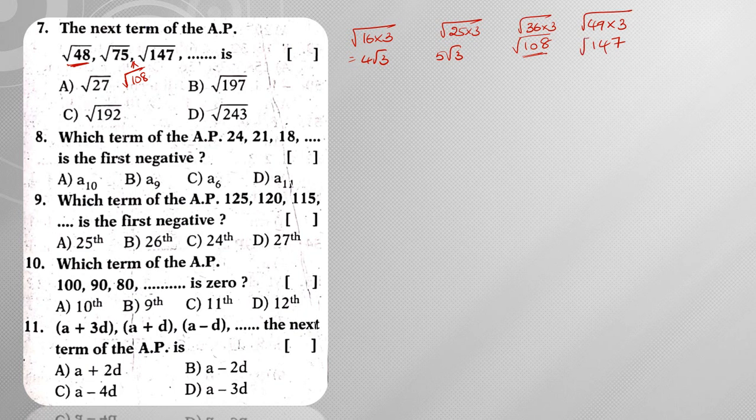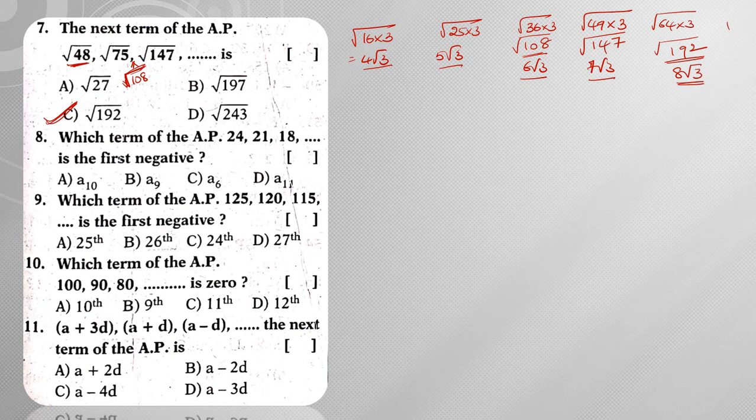So here this I can write as 6 root 3, then this becomes 7 root 3. Then automatically what should come next? 8 root 3. So 8 root 3 means 64 into 3. So what I am going to get, 4 3s are 12, so 12 means 1 is carried, 6 3s are 18, 19. So hence answer will be 192. So here in this question, root 108 is missing. So this will be 4 root 3, 5 root 3, 6 root 3, 7 root 3, and this would be 8 root 3.